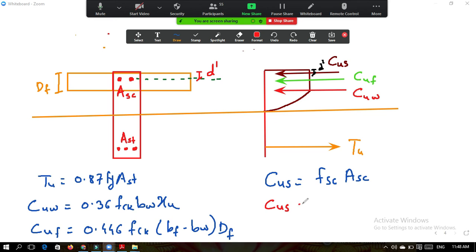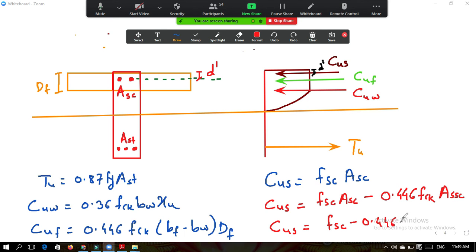So CUS is equal to FSC into ASC minus that much concrete which is removed, so I should consider the minus of that concrete force. So we can say 0.446 FCK into ASC. If you combine the terms, then CUS is equal to (FSC minus 0.446 FCK) into ASC. So this is the doubly reinforced section. One more term will get added here.